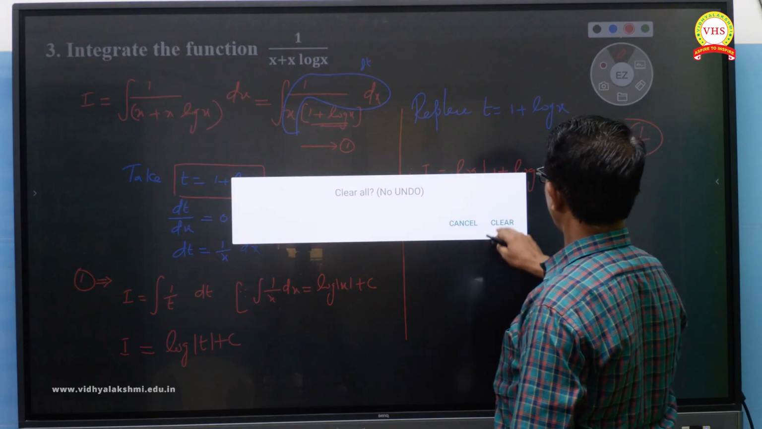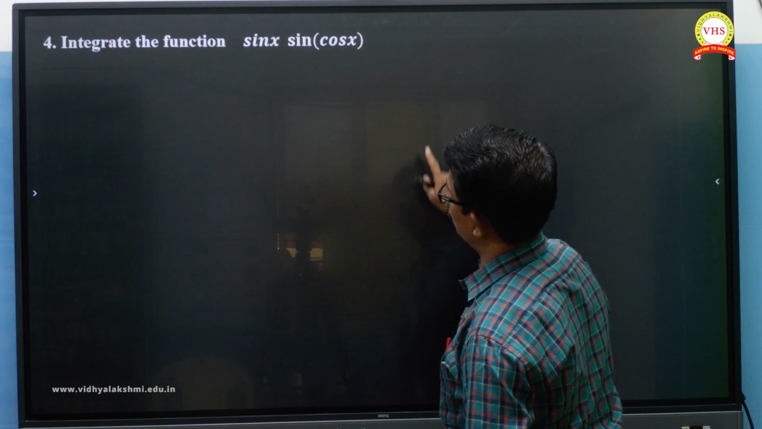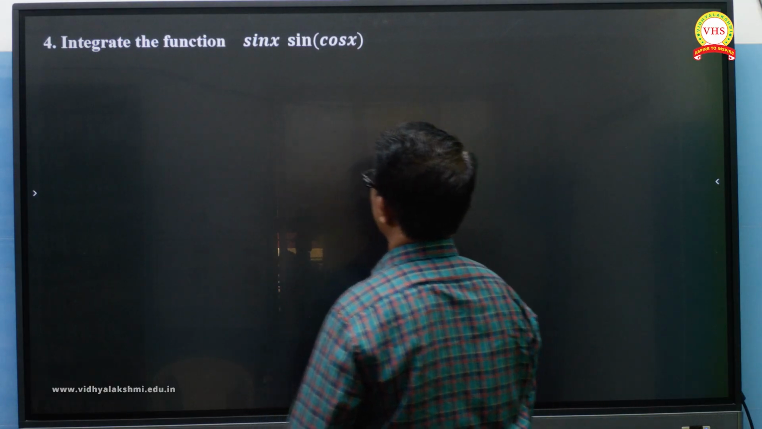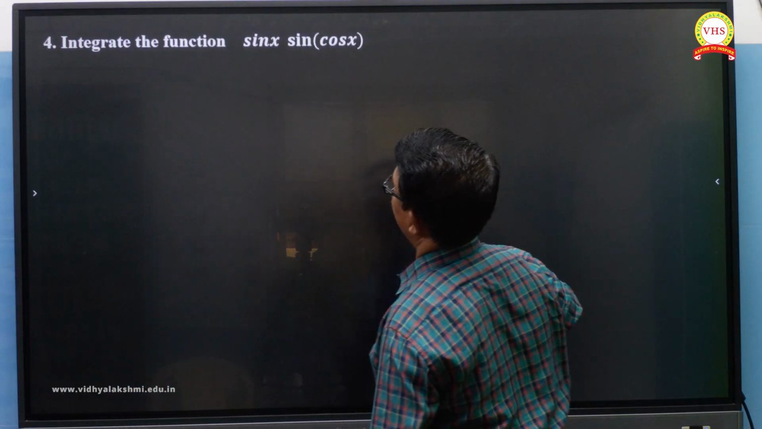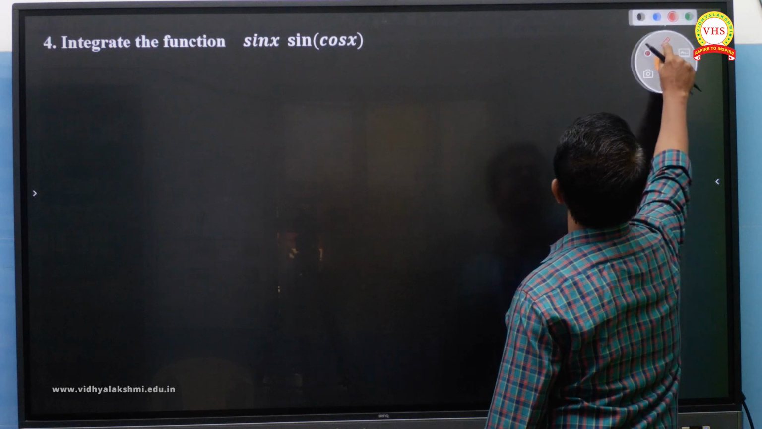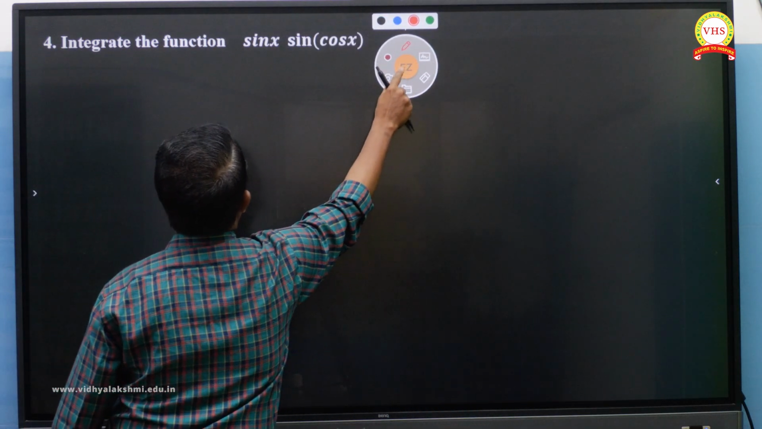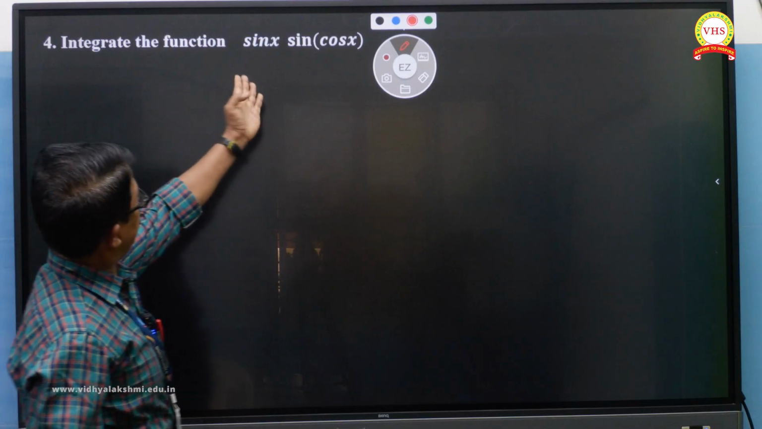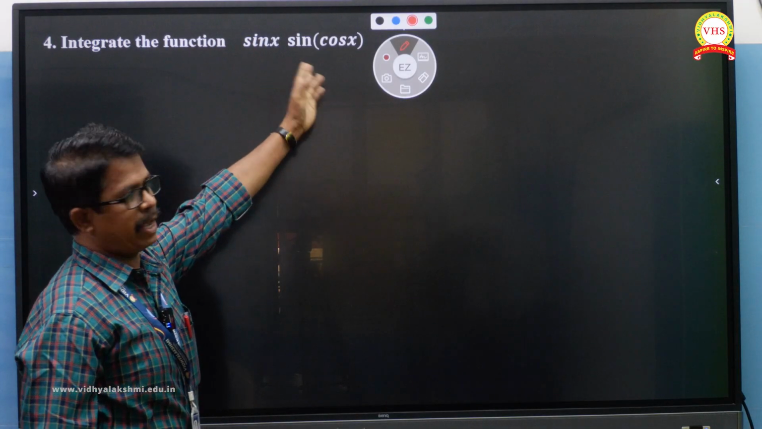Next, question number 3. What is the third question, Kanna? Fourth question. What is the fourth question? Integrate the function sine of cos x, correct? What is sine of cos x? Don't bother about sine of cos x. There is some adjustment value, sin x, that we are going to find.